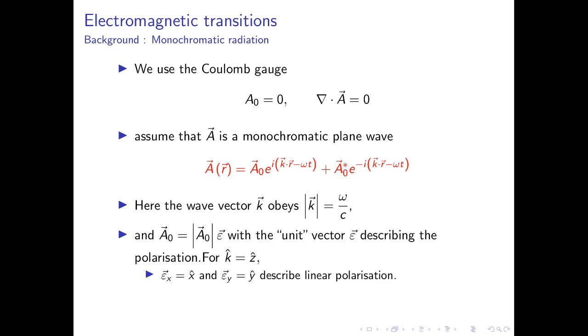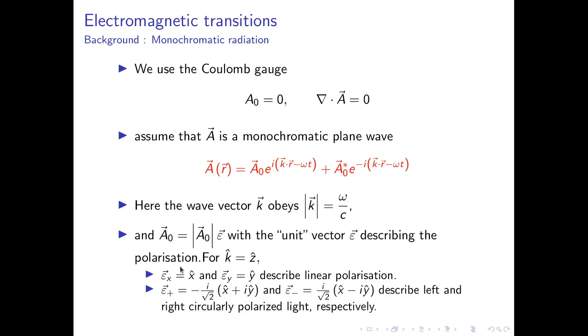And two possibilities immediately present themselves. Epsilon can be epsilon x, which is x hat, or epsilon y, which is y hat. These obviously describe linear polarization. The electric and magnetic fields which come from an A with this value of epsilon will be polarized along the x and the y directions respectively. Of course, not only these, any real combinations of these two vectors will give you linear polarization.